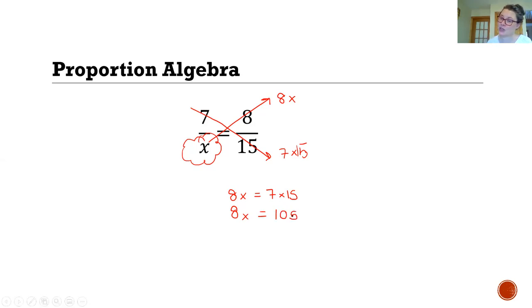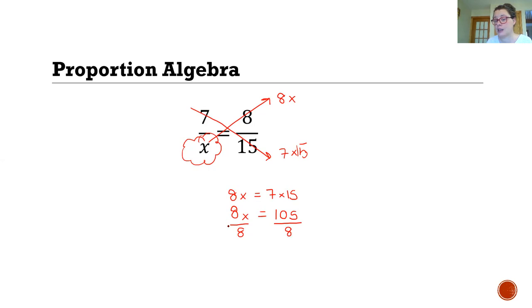Now we need to get x alone. We don't want to solve for 8x. We want to know what 1x is, because 1x is what's on the bottom. So we have to undo the math, and to undo the math, the opposite of multiply is to divide. So we're going to divide both sides by 8.